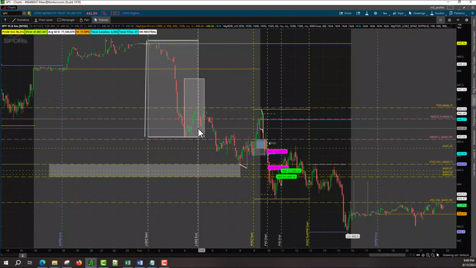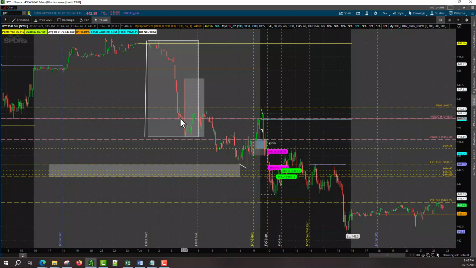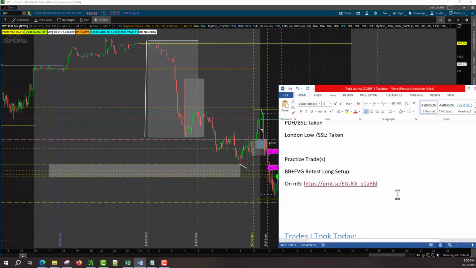Boom, fair value gap. Or this can also be a confluence. But we go with the breaker as it's more reliable. At the same time we have an overlap with the order block right there. So I think it's a very high probability setup. Yes, so we need to put a note right here.